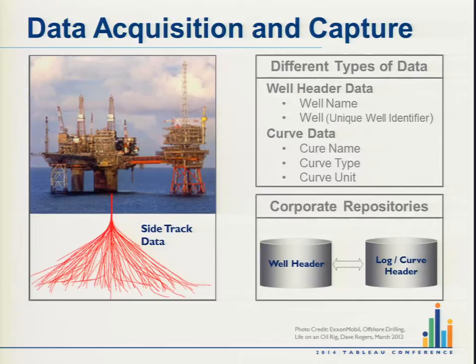The way they talk back and forth is with the UWI. If the UWIs aren't the same, they can't communicate back and forth, because I take log header information and put it in the well header, and I take well header information and put it into the log curve header, and there's a really good reason for that. So we have to make sure that UWI is equivalent in both places. So that's one of our tests.